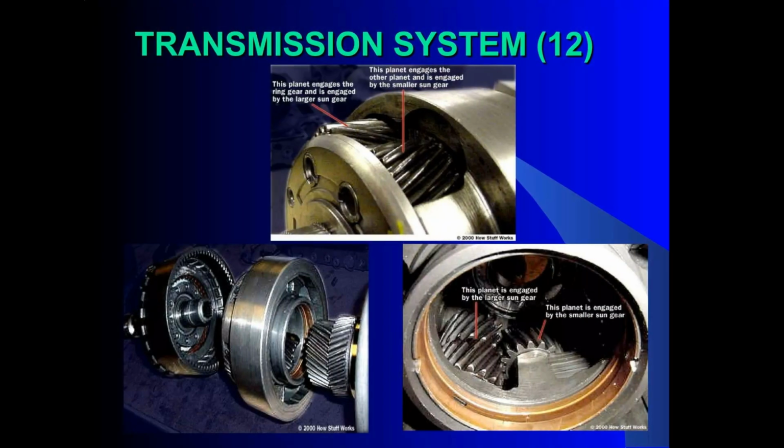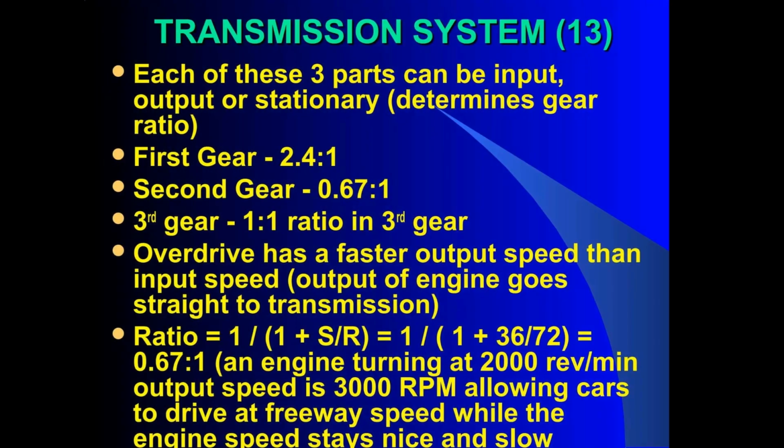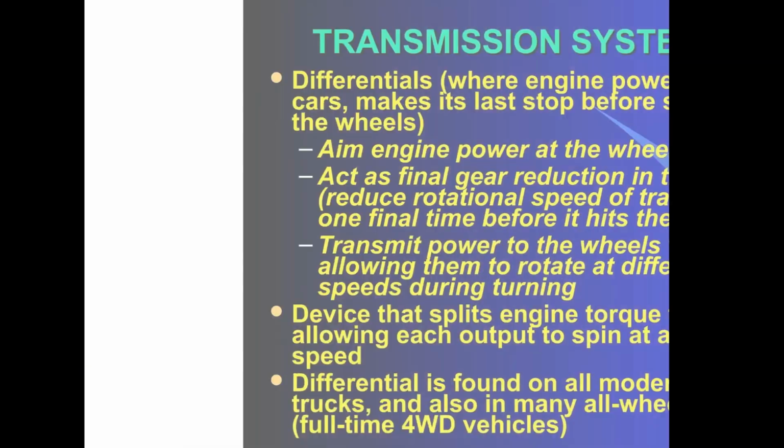These images show the components of the planetary gear set, illustrating the engagement between the ring gear, planet gears, and sun gears in an automatic transmission. In the planetary gear set, each of the 3 main parts can be the input, output, or stationary, which determines the gear ratio. Overdrive, for instance, has a faster output speed than the input speed.